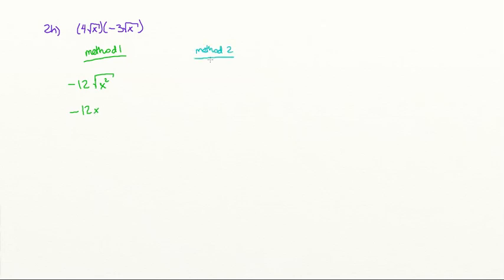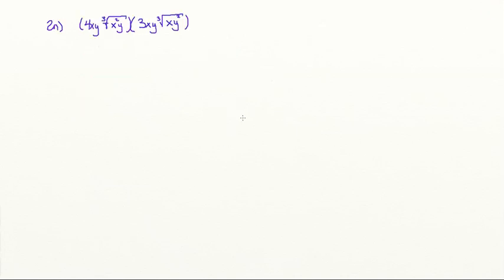Method 2 is just using fractional exponents. 4 times x to the half, and then we have negative 3, x to the half. 4 times negative 3 is negative 12. When we're multiplying, we add the exponents. 1/2 plus 1/2 is 1, so negative 12x.